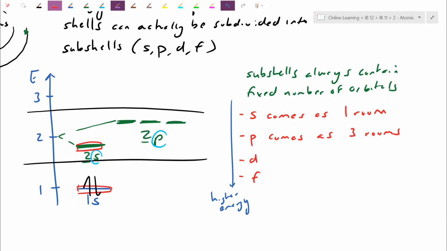When they actually end up showing up here, the D comes as 5 rooms. So 5 possible rooms for the electrons to enter in, and the F actually comes as 7 rooms. So it doesn't matter which floor they're on. If they exist, they always come in these fixed numbers here. So we have that listed for us, lowest energy to highest energy here.